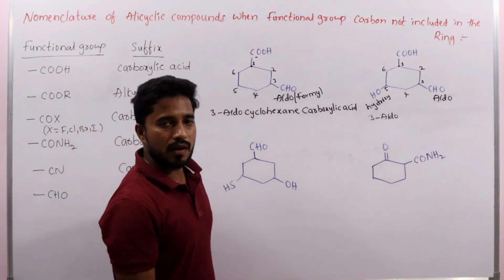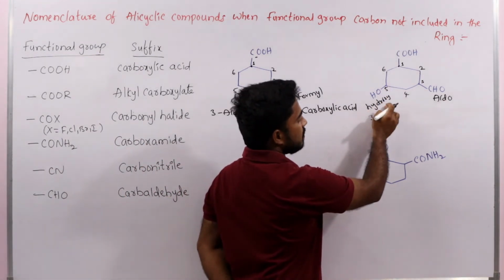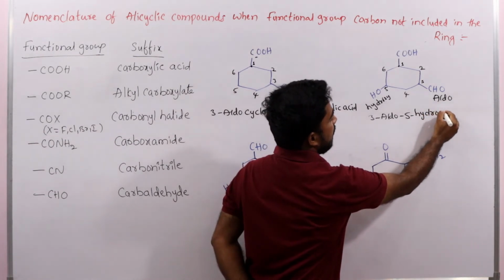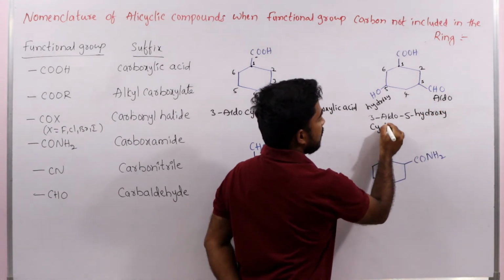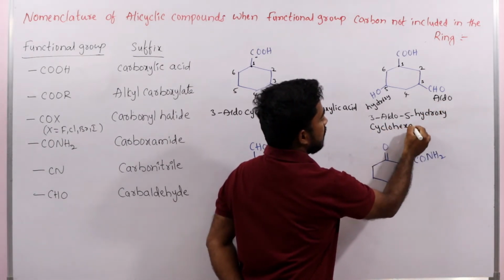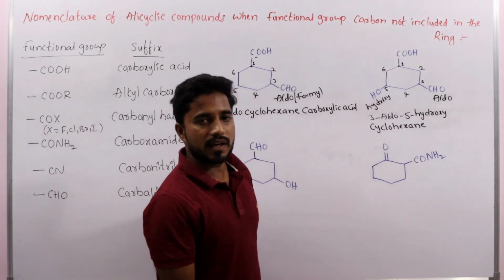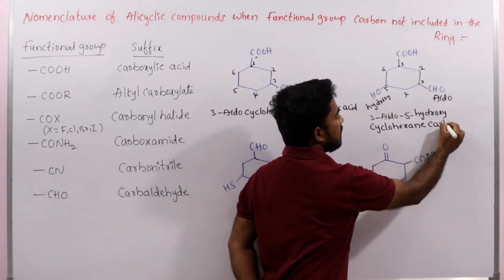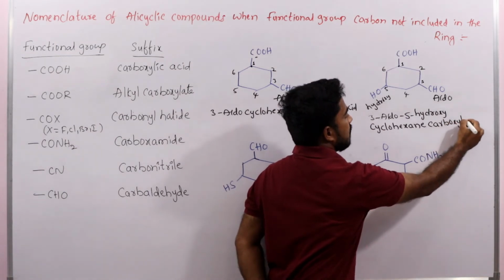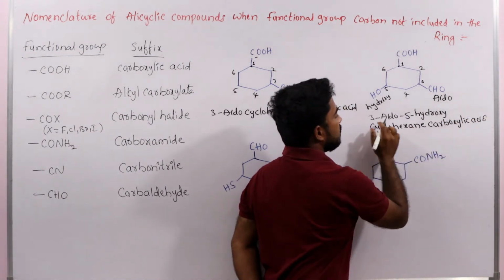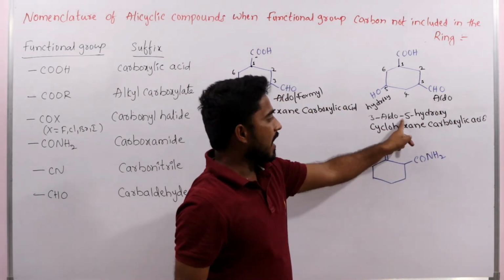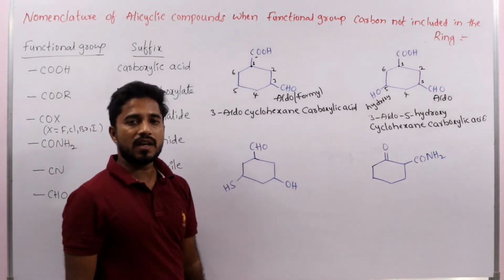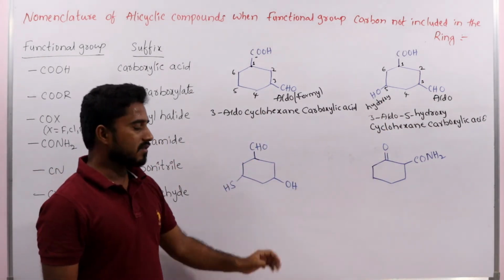3-aldo. At fifth position OH. That's why 5-hydroxy cyclohexane. COOH is the main functional group. That's why carboxylic acid. 3-aldo, 5-hydroxy cyclohexane carboxylic acid. So let us see this example.